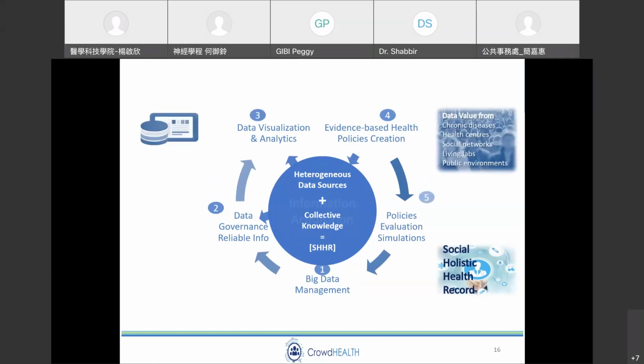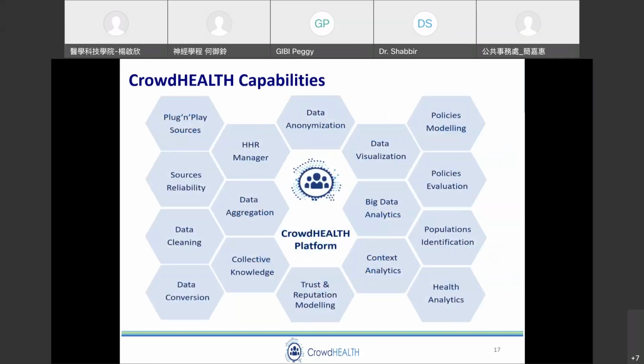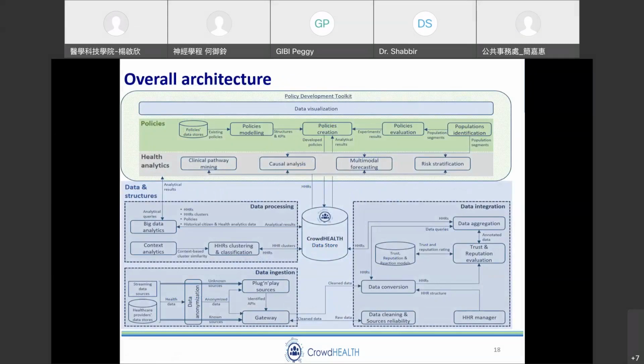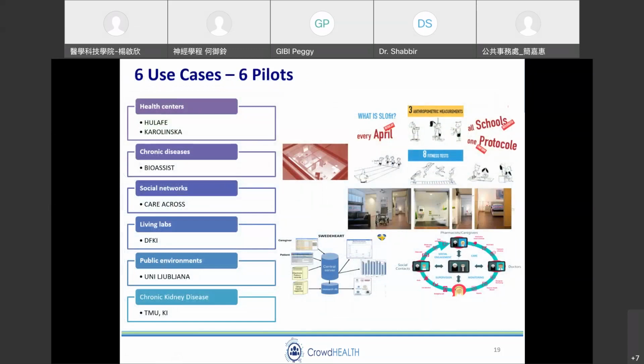I will just skip this because the main purpose is this. The whole platform consists of a lot of plugins of various modules, how we should do using our holistic health record. So I don't want to go into the details because of the time constraints. But overall, what we want to do is, okay, we had 6 pilots from various areas. TMU is part of chronic kidney disease along with Karolinska Institute.